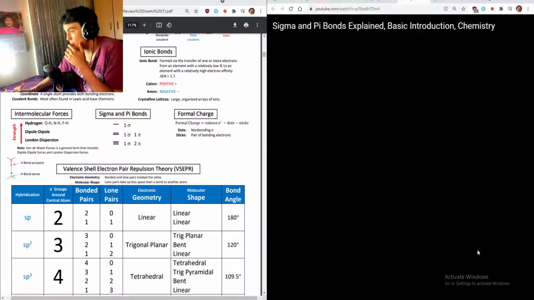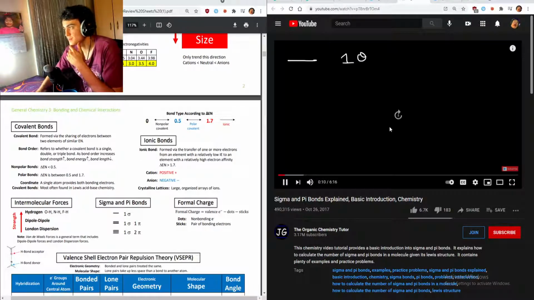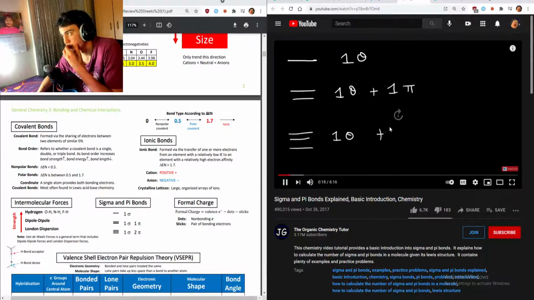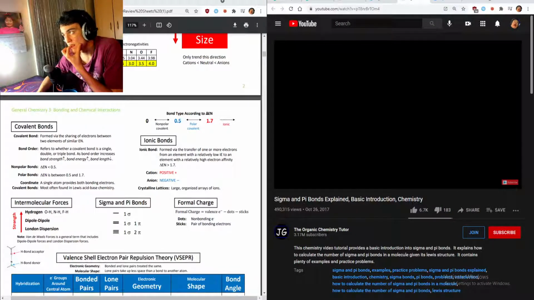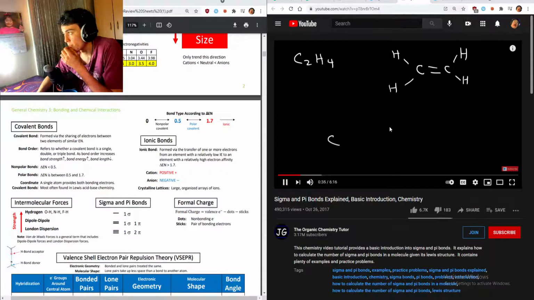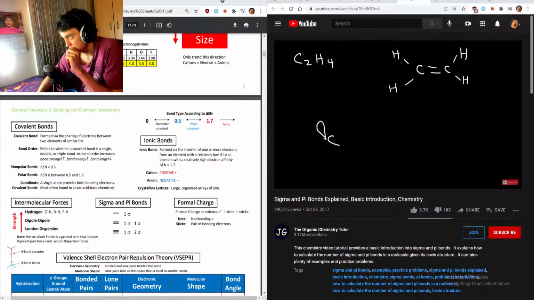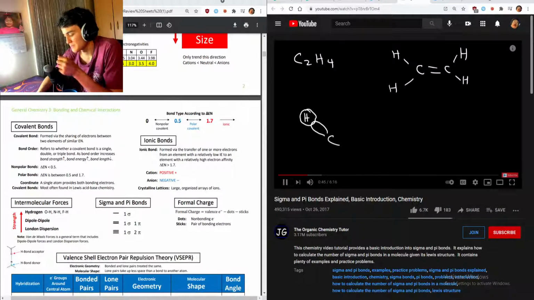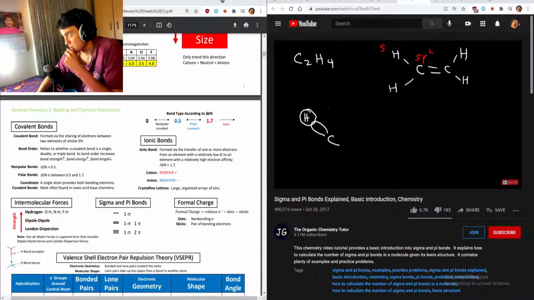In this video, I'm going to give you a brief introduction to sigma and pi bonds. A double bond contains one sigma and one pi bond. A sigma bond is formed from the overlap of atomic orbitals. The carbon is sp2 hybridized, and hydrogen has an s orbital. So once we mix the s orbital with the sp2 orbital, that produces a sigma bond. This is another sigma bond, formed from the overlap of two sp2 hybrid orbitals.